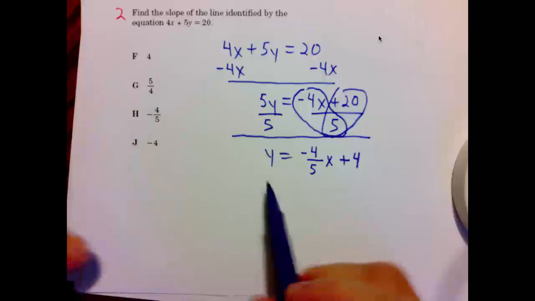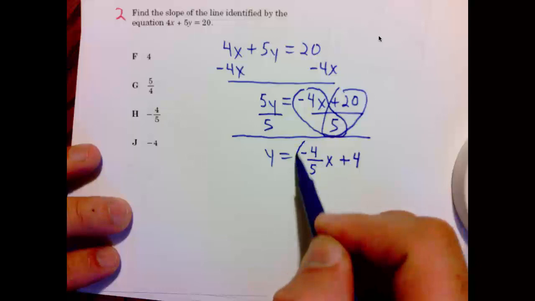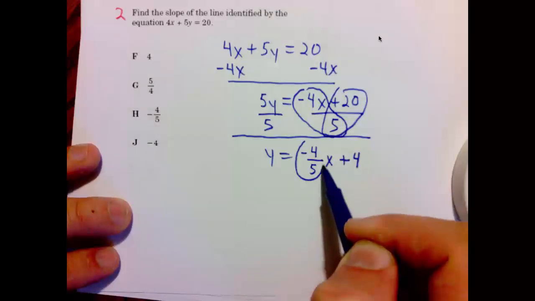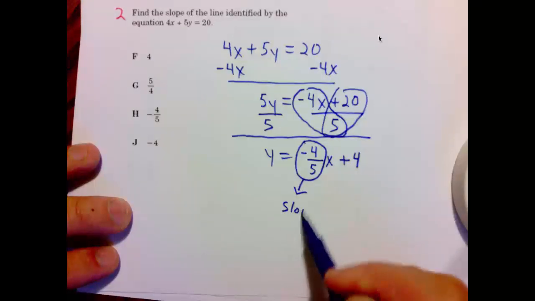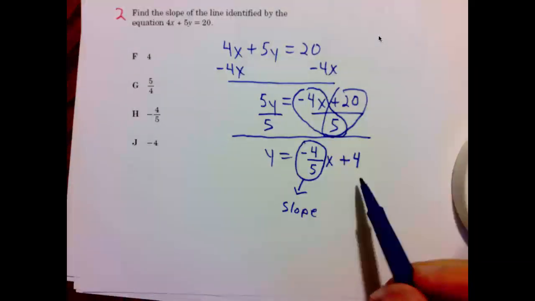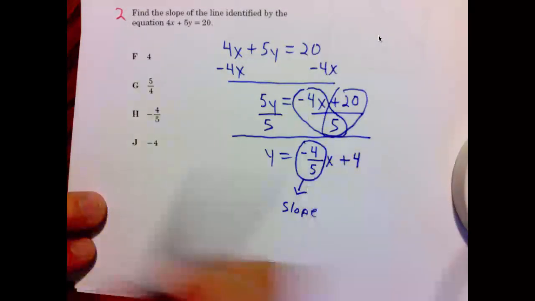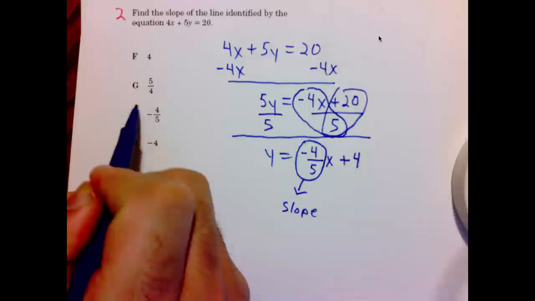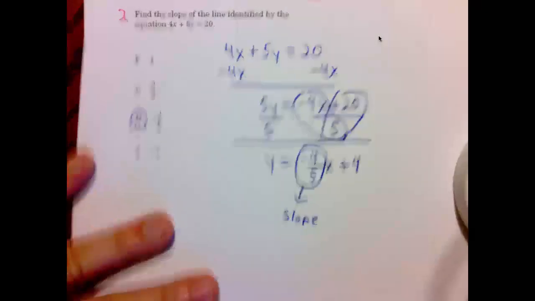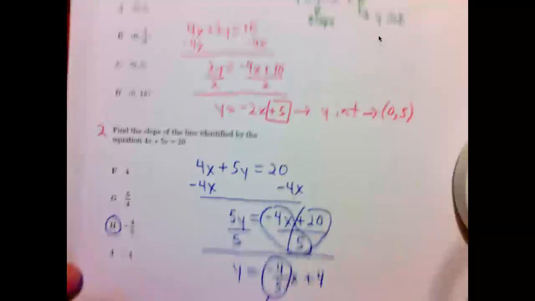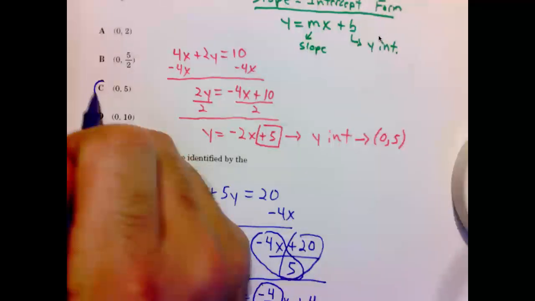In the equation y equals negative 4 over 5x plus 4, the slope is negative 4 over 5. Slope is the coefficient of x. The y-intercept is 4. So in this case, slope is negative 4/5. H is the correct answer. The previous problem, number 1, I said what the answer was, but I did not identify it. C, number 1 is C.